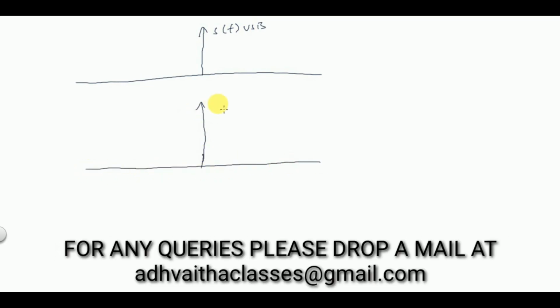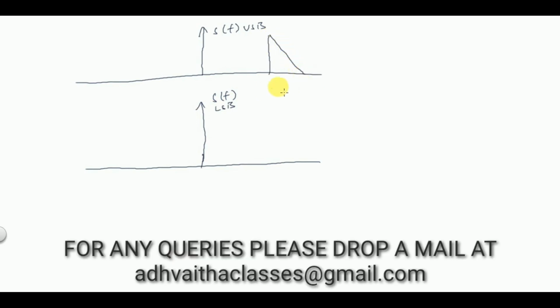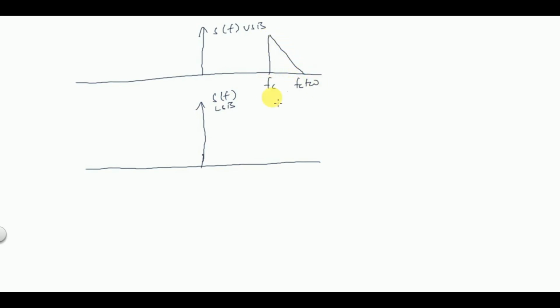Now if you draw the spectrum of the SSB signal, S of f with USB transmission, I'll also draw the spectrum of S of f with LSB transmission as well. With USB transmission, this will be the spectrum. Only the upper sideband is going to be transmitted, from fc to fc plus W. On the negative axis you'll also have this, from minus fc to minus fc minus W. So this is the spectrum of SSB with upper sideband transmission.